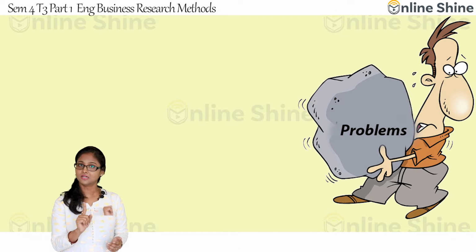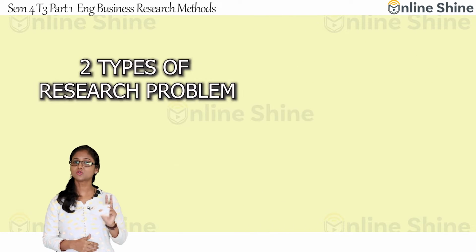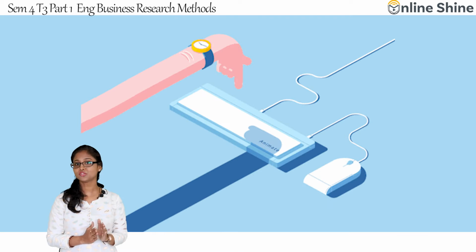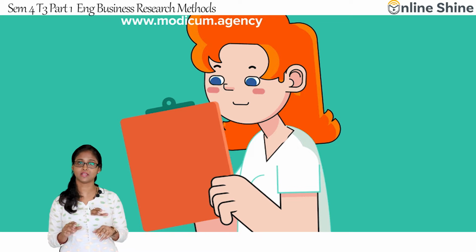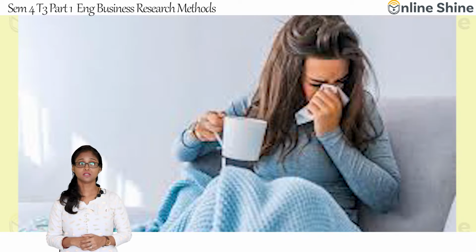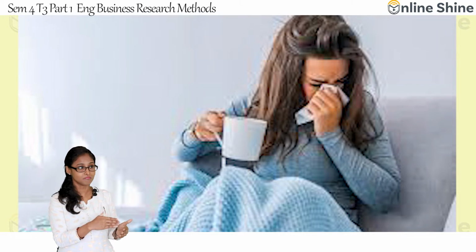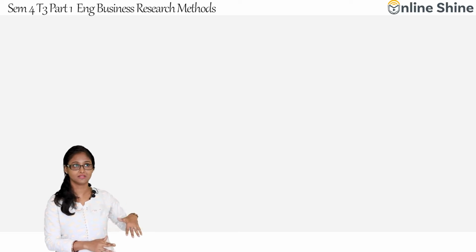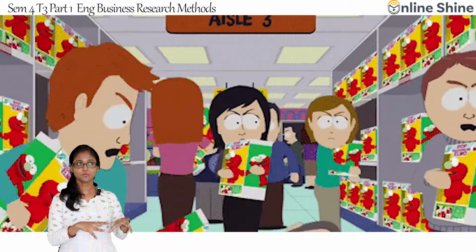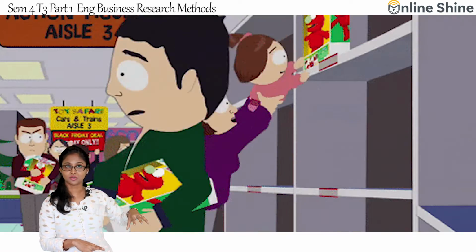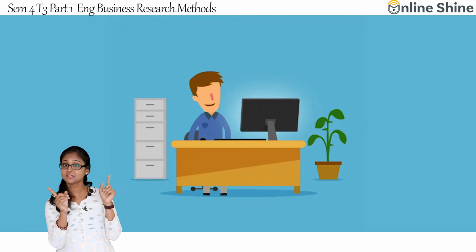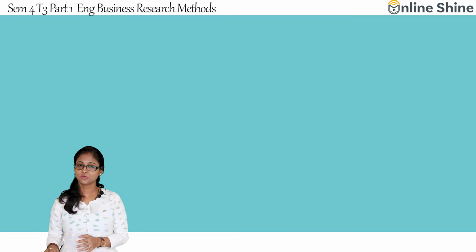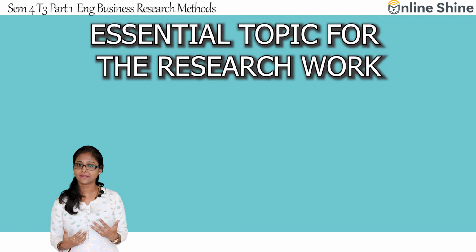We'll call that a problem. Now, there are two types of research problem: those related to the nature of the product and those related to two variables. Like a decline in sales. So what makes that product decline in demand in that particular market? Suppose there is a decline in demand for that product. That reason is one variable and your product is the other variable. So there is a relationship between two variables. Next is finding out the essential topic for your research work.